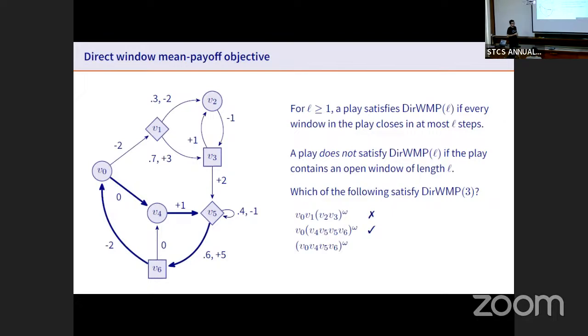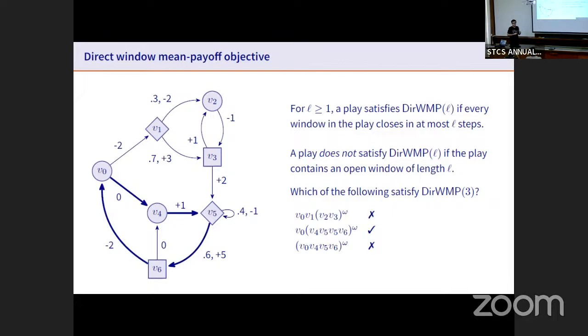No? Why? Right, starting from V6, you see -2, 0, +1. Here, in 3 steps, it does not become non-negative. So this does not satisfy the objective. So even if you see one open window of length L in the play, player 2 immediately wins. This may be a too strong condition for player 1.